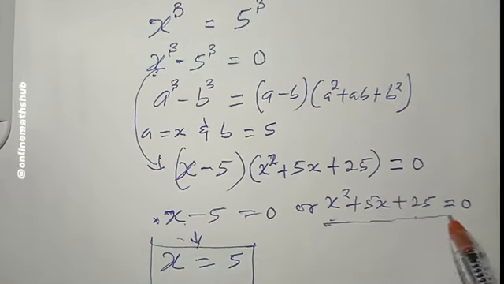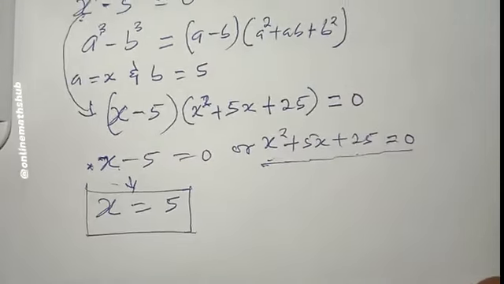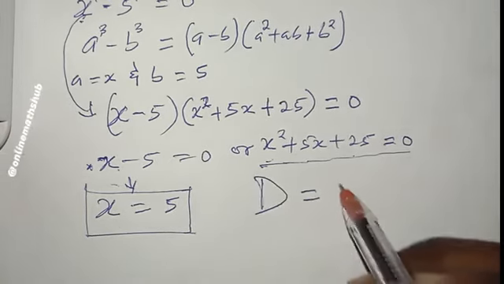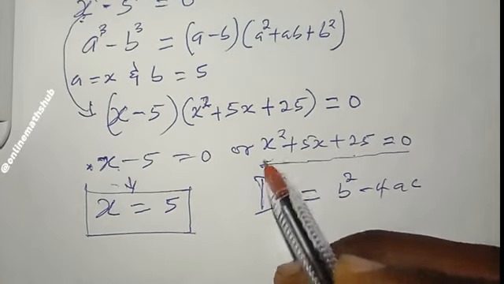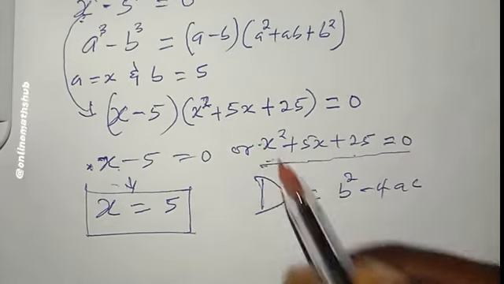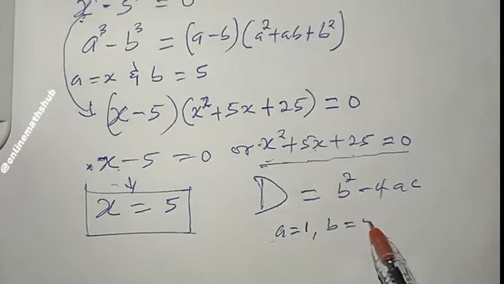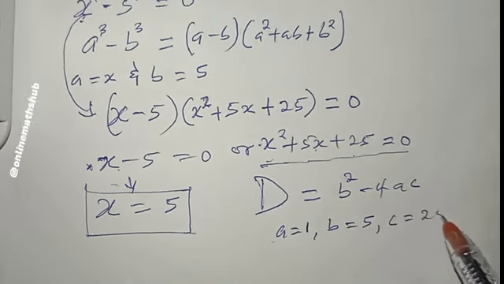You can see that this is a quadratic equation, and for us to solve, we can go ahead and compute the discriminant so that we have an idea of how many roots we are going to be finding, whether it has a real solution. To compute the discriminant, D is equal to b squared minus 4ac. In this case, a is the coefficient of x squared, so a is equal to 1, b is the coefficient of x, which is equal to 5, and c is the constant, which is equal to 25.